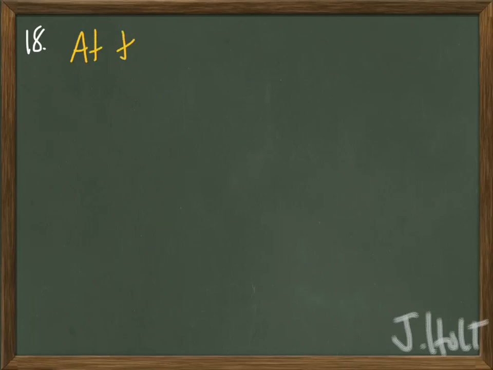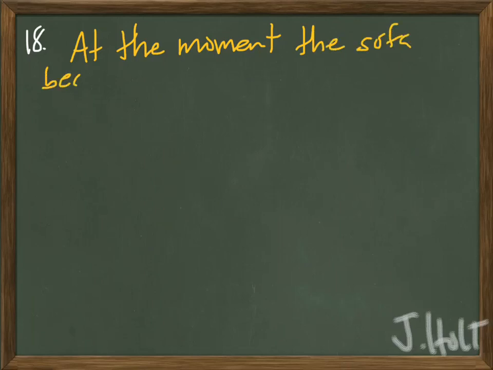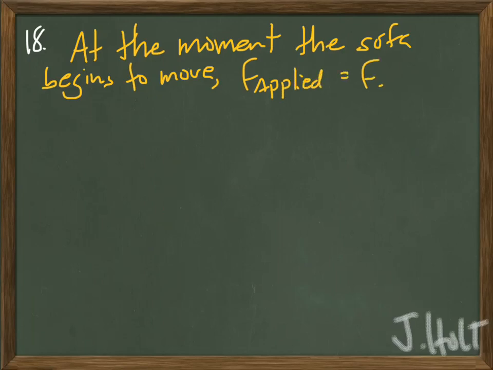In the next problem, we're moving a sofa. So it's important to know that at the exact moment that the sofa begins to move, the force that you are applying is going to be equal to the force of static friction. Static friction is the friction between a non-moving object. So if you push a box across the floor, the moment that the box begins to move, the force that you are applying to the box is equal to the force of static friction.